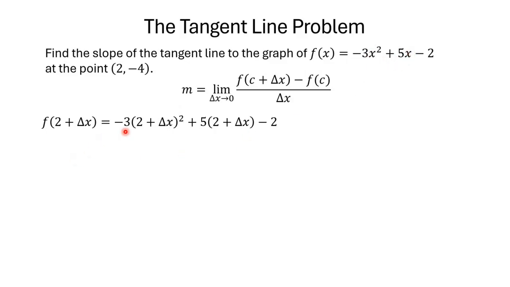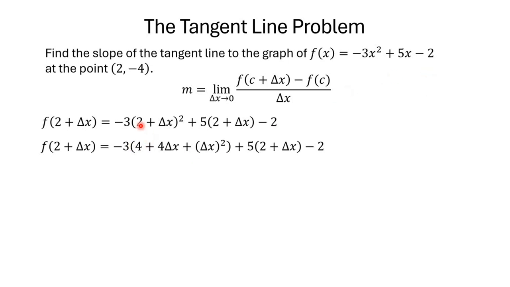So that's going to be negative 3 times 2 plus delta x squared, plus 5 times 2 plus delta x, minus 2. First, I'm going to FOIL 2 plus delta x squared. That's 2 times 2, which is 4. Then 2 times delta x, which is 2 delta x. Then 2 times delta x again, which is another 2 delta x, giving me 4 delta x when I add those two together. And then delta x times delta x is just delta x squared. So from here to here, all I've done is FOIL the 2 plus delta x squared.